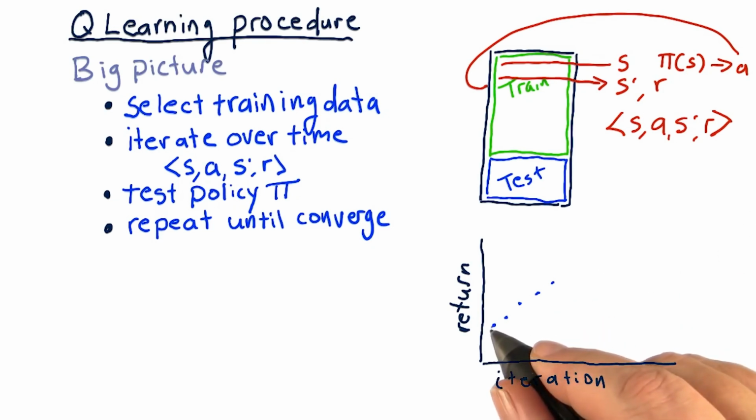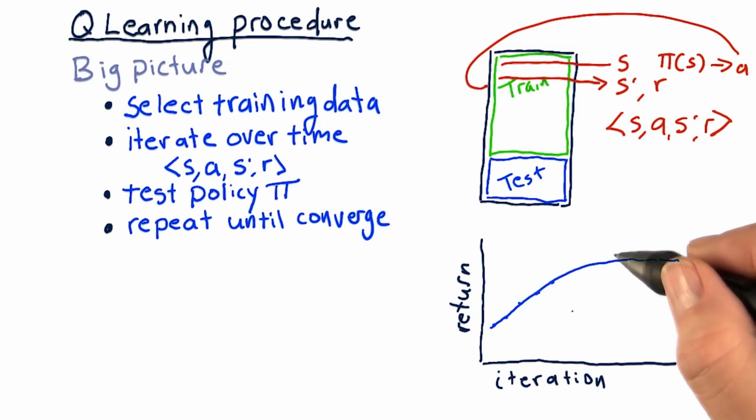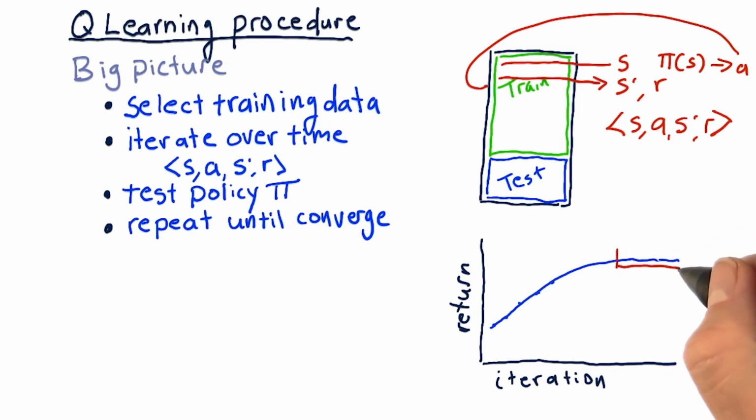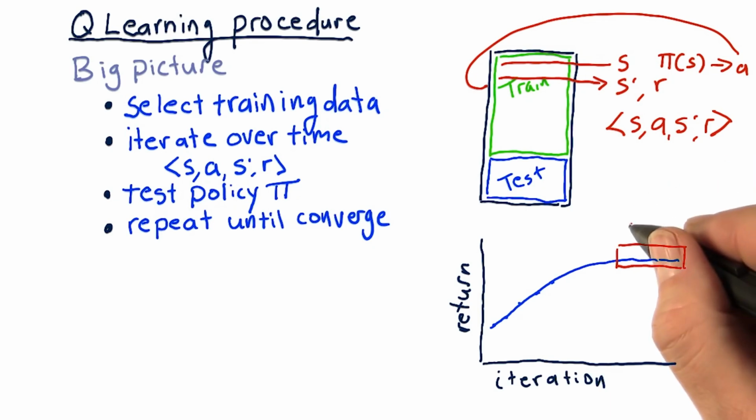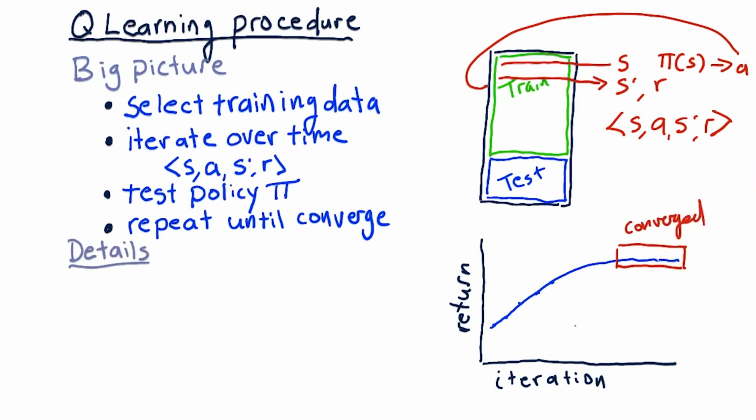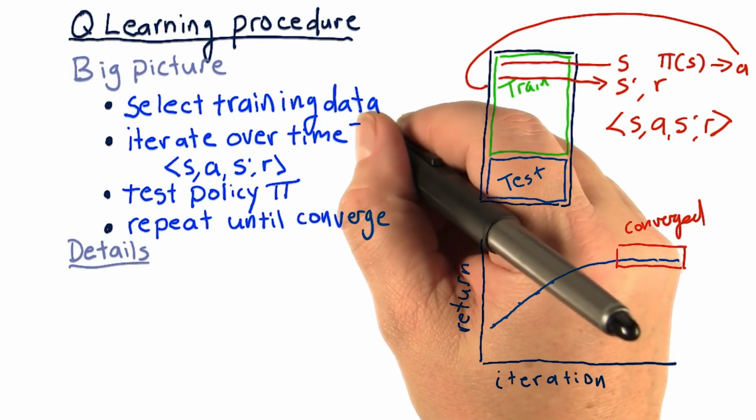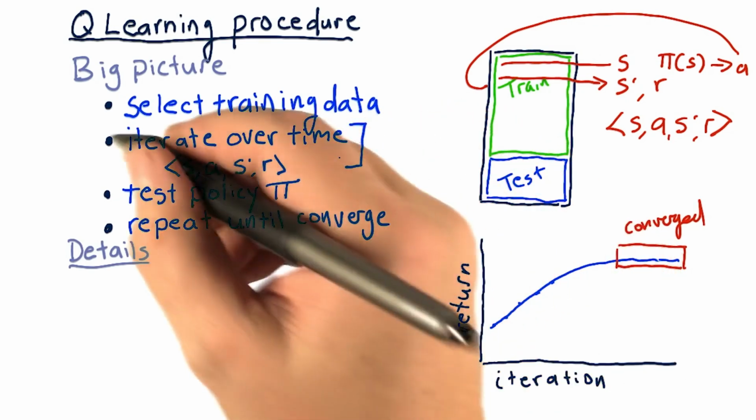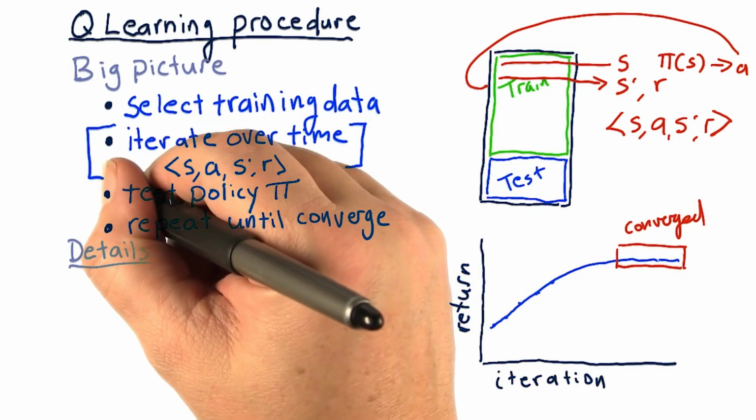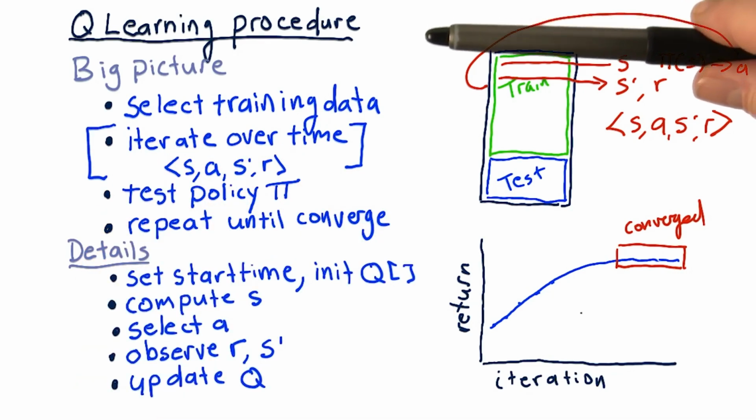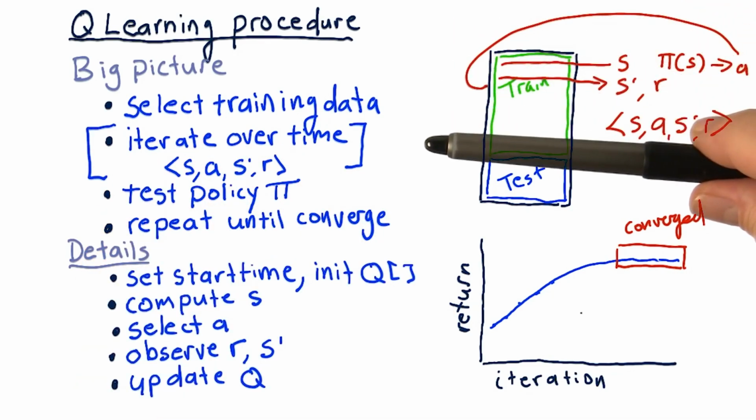So overall, the chart's going to look something like this. Eventually, we reach this regime where more iterations doesn't make it better, and we call it converged at that point. Let's consider now in more detail what happens here when we're iterating over the data. So here are the details as we iterate over our training data.